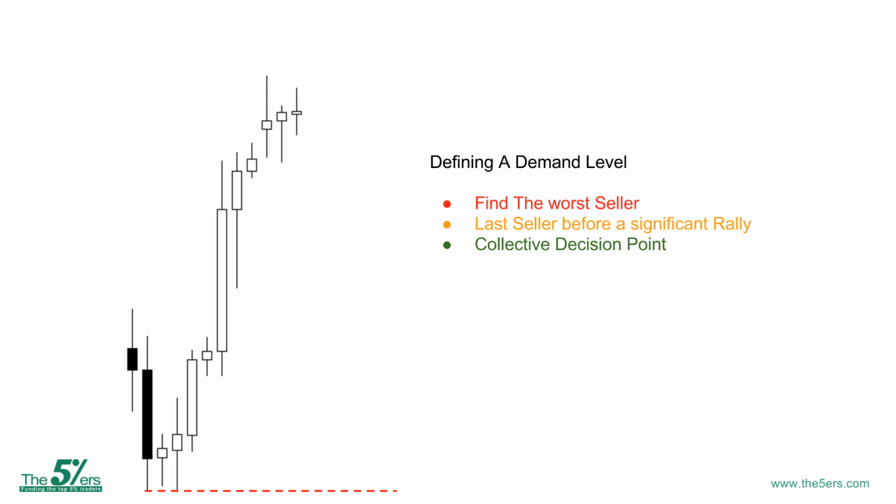Next thing we're looking for is where we see the last sellers before we saw a significant rally. What do we mean by that? Before we see a rally, we see that price is basing, returning back, and this is the lowest point before price really shoots up. So I would mark this place and call it the last seller before a significant rally.